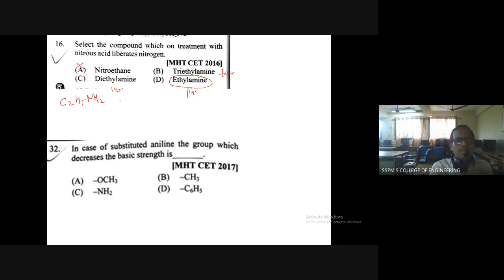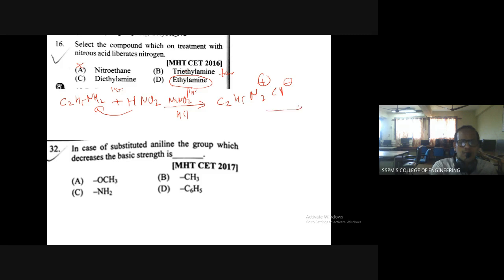C2H5NH2 is ethylamine. When it is treated with nitrous acid, that is HNO2, this HNO2 is produced when we add NaNO2 and HCl. So this is the actual reagent, NaNO2 with HCl, that gives HNO2, and HNO2 reacts with the amine. Now, when HNO2 reacts with the amine, what we have is this compound C2H5N2+, and Cl- is attached to the nitrogen. So this is the salt produced.